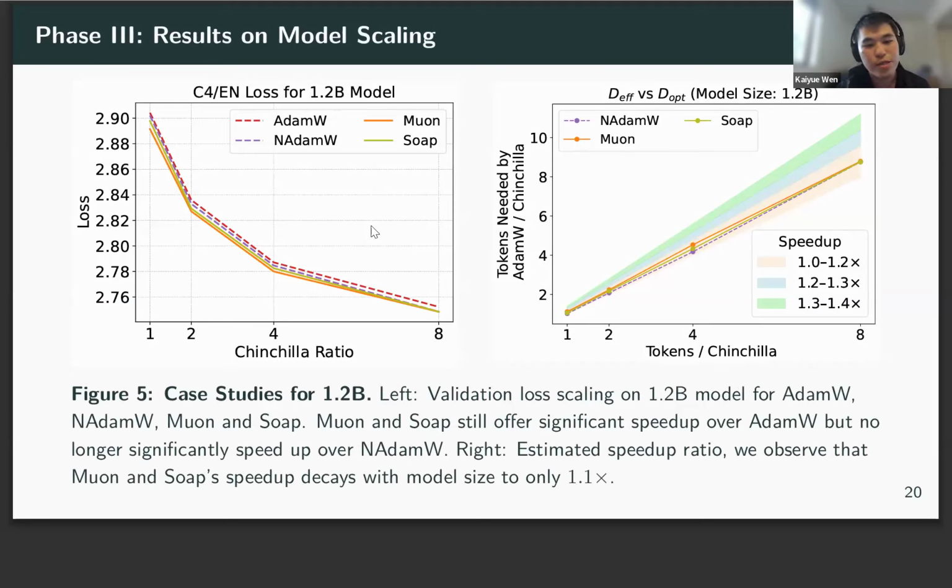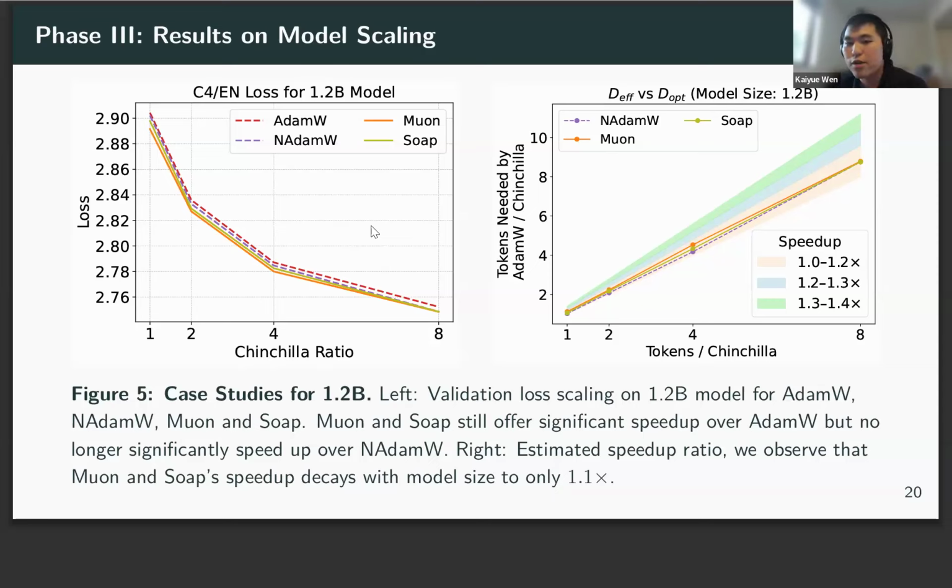But on the larger model, we see that both SOAP and Muon are losing their speedup in the 8x Chinchilla region. Even before that, one can notice that the speedup is only roughly 10%, which is significantly lower than the 30% in the smaller models. But I think there is definitely some possibility that the hyperparameters chosen here are not as good as the ones that we swept for in the smaller models.